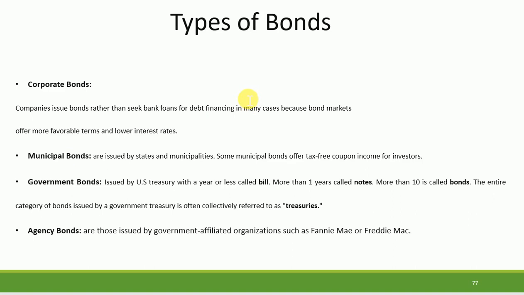Now we move forward to types of bonds. Same as stocks in other parts of the financial markets, bonds also have certain types. There might be more, but we only took 4 types which are the important ones. For example, we start with corporate bonds. Corporate bonds, from the literal meaning, are bonds issued by corporations or firms. They are issued, for example, for debt financing in many cases, because bond markets offer more favorable terms and lower interest. So while some people would like to have debt financing and establish their businesses based on money from other people, they issue corporate bonds, right?